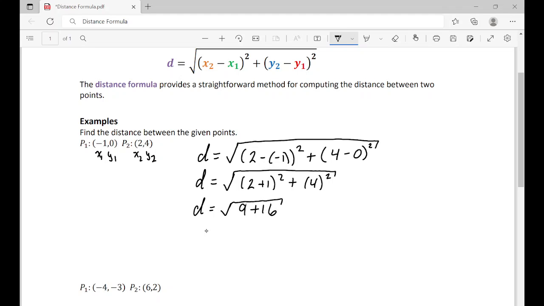And then just simplify this down. Going to get the square root of 25, which, again, if you get a square root and you can reduce it, I can, and I'm going to get 5. So the distance between P1 and P2 is 5.